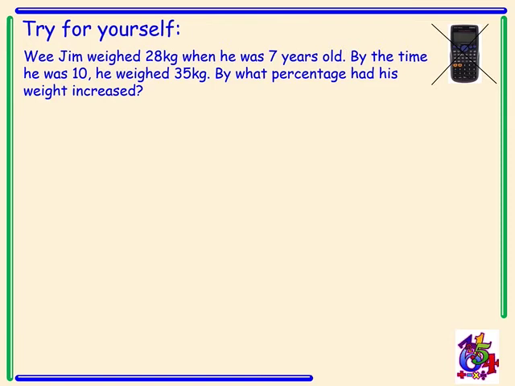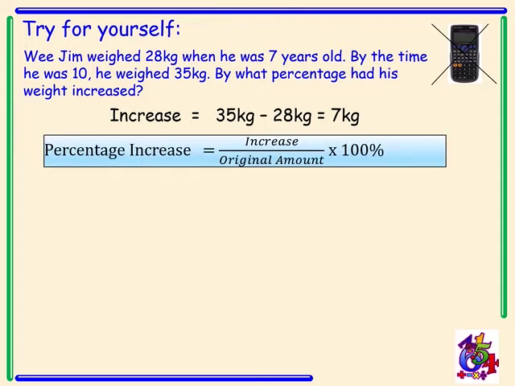Now try this example for yourself, which is non-calculator. Please pause the video. So here we can see we have wee Jim weighed 28 kilograms when he was 7, and by the time he was 10, he weighed 35 kilograms. And we want to know what percentage his weight has increased. So we first of all need to work out the increase, which is 7 kilograms. Then we put the increase on top divided by his starting weight. So it's 7 divided by 28 and times by 100.